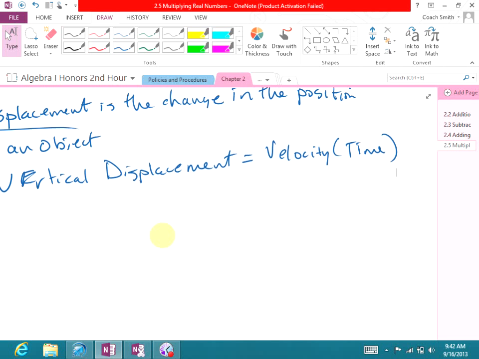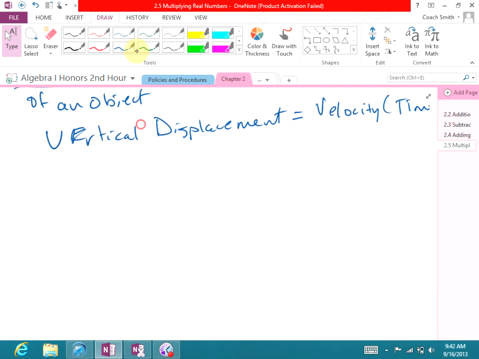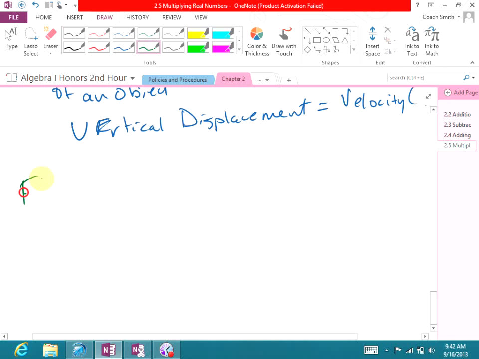Now, it says in example 4, a flying squirrel descends from a tree with a velocity of negative 6 feet per second. Find its vertical displacement in 3.5 seconds. So, it says that the flying squirrel, that's really not a flying squirrel but a gliding squirrel, descends.